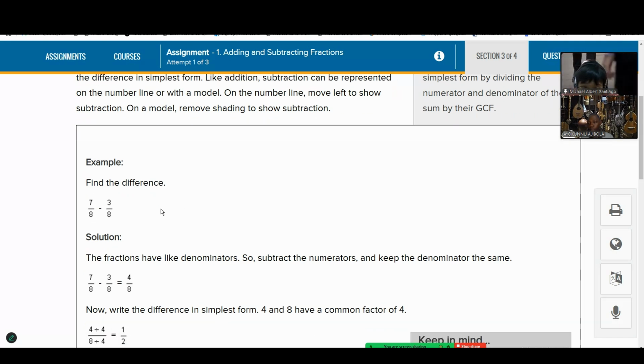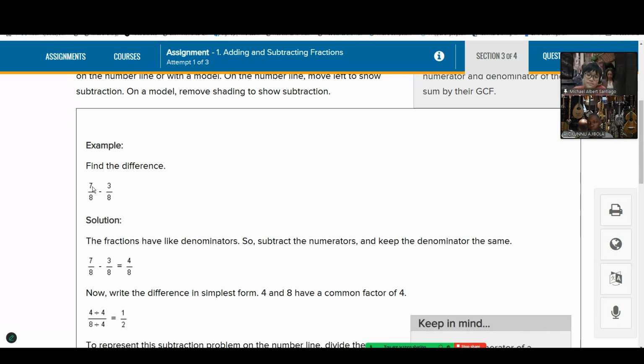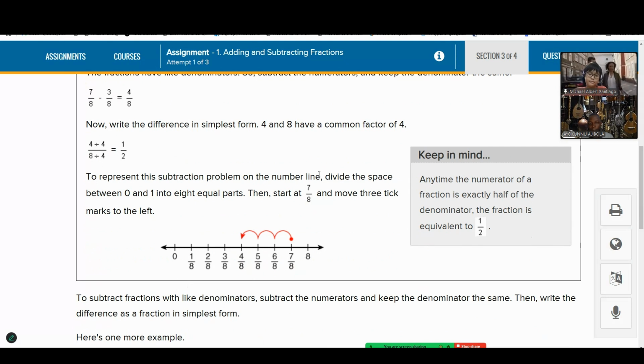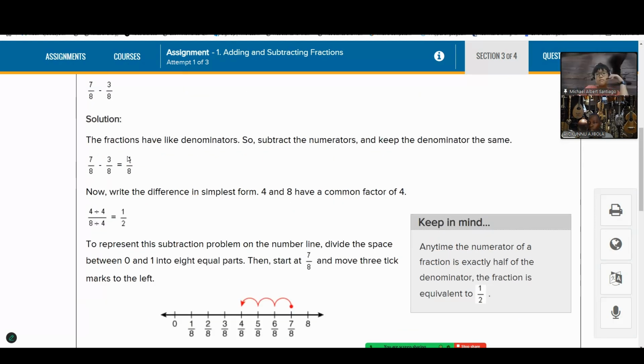So find the difference. To find the difference, just subtract the numbers. 7 minus 3 gives us 4 over 8, and 4 over 8 is 1 over 2 because 4 is half of 8. And to represent this on the number line, divide the space between 0 and 1 into 8 equal parts, then share the 7. That is 4 parts and another 4 parts. So we have to take the 7th portion because we have 4 over 8 first there.